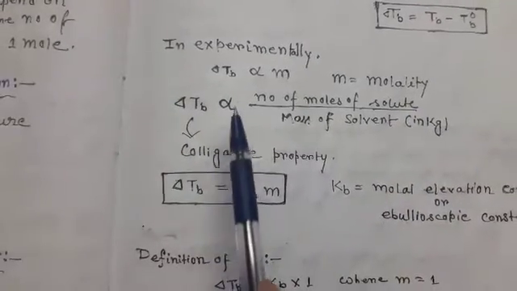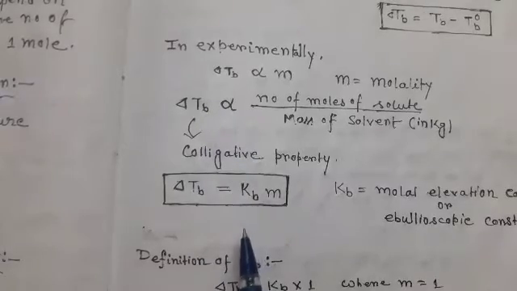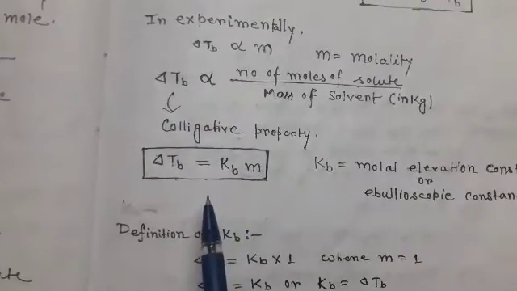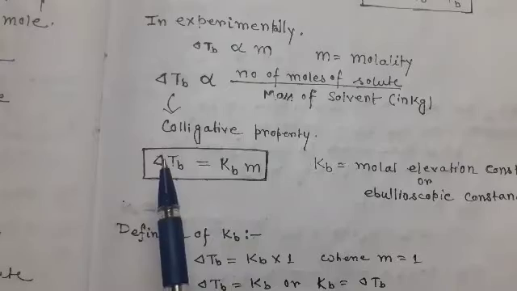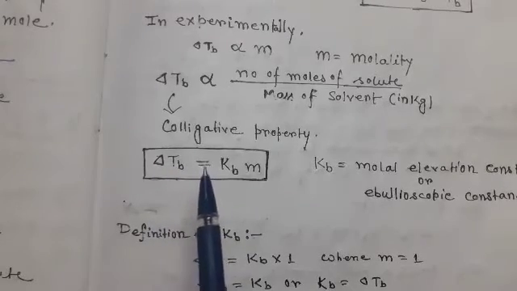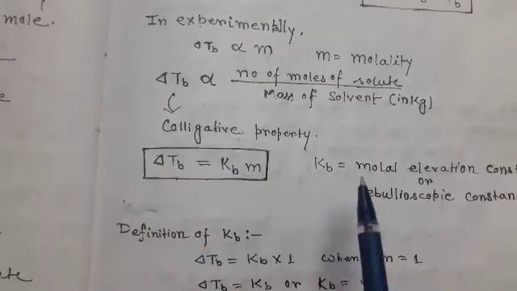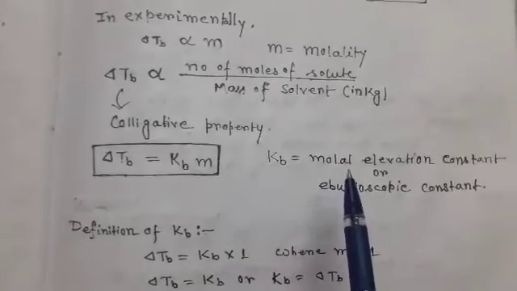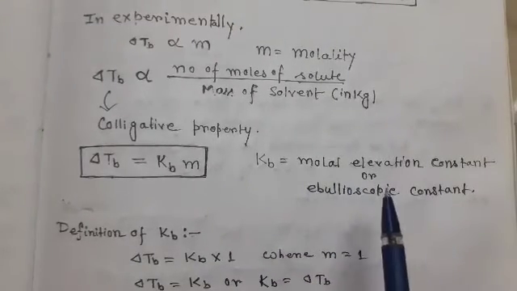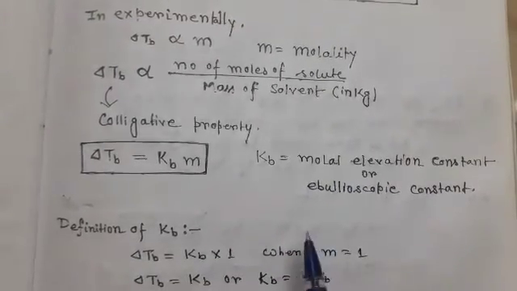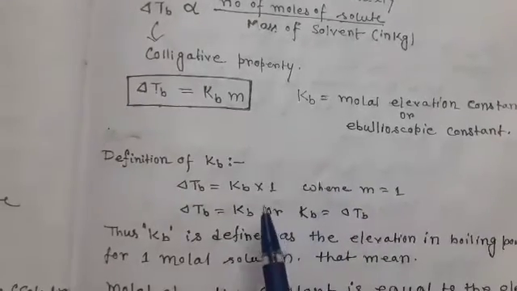Now we remove the proportional sign by a constant term, that is Kb. Here we write delta Tb is equal to Kb into m. Here Kb is the constant. This constant's name is molal elevation constant or ebullioscopic constant.